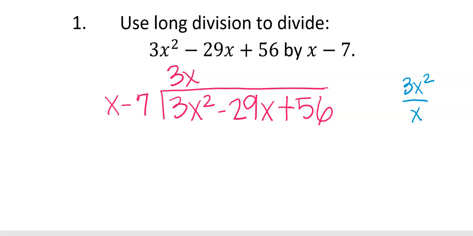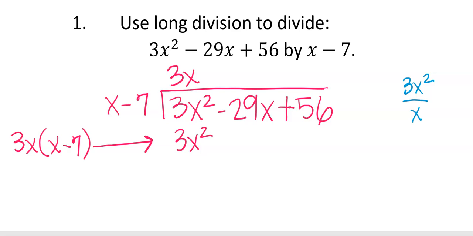Then what we're doing is we are multiplying 3x times x minus 7 to get this line right here. Okay, so we're multiplying the thing that's on the outside with that thing that we just put on the top. 3x times x would be 3x squared. 3x times negative 7 would be negative 21x. And then we subtract that.